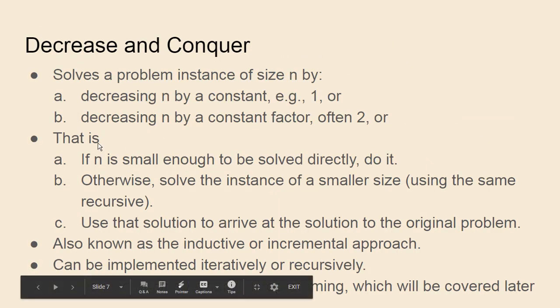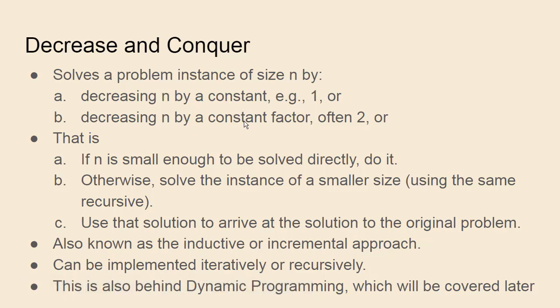So then in some other algorithms, we will decrease n by a sort of constant factor. So for example, divide n by 2, which is the case in binary search, and also constructing a binary tree or other divide and conquer algorithms.